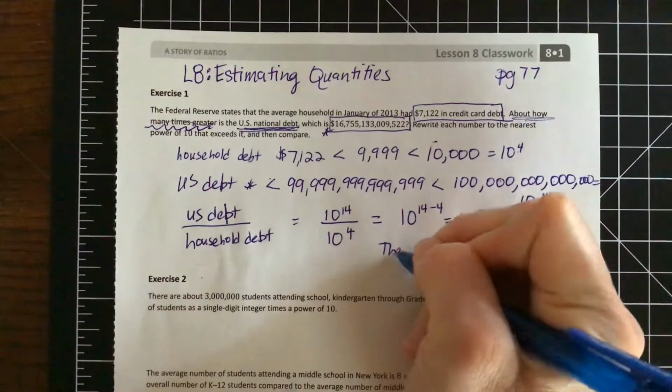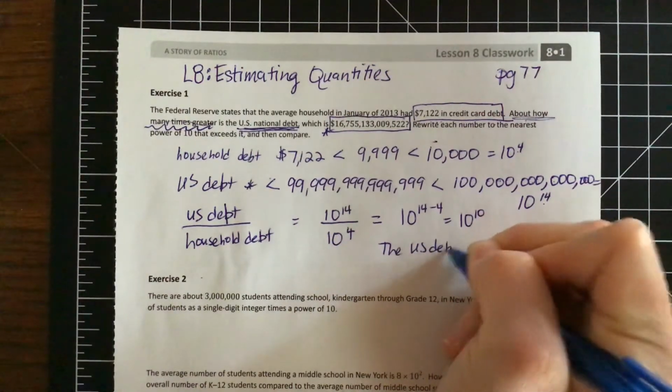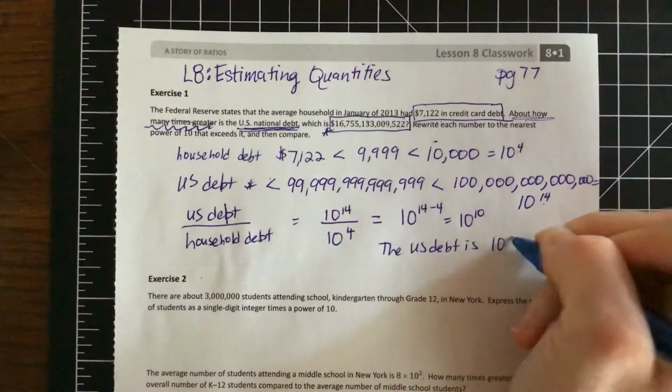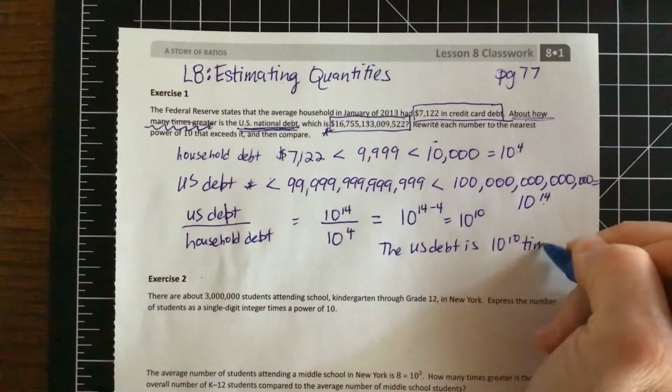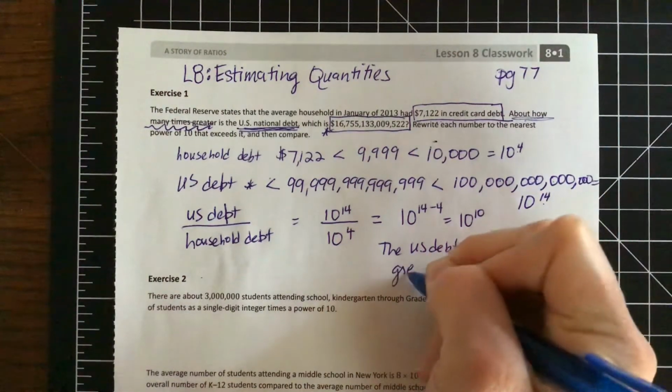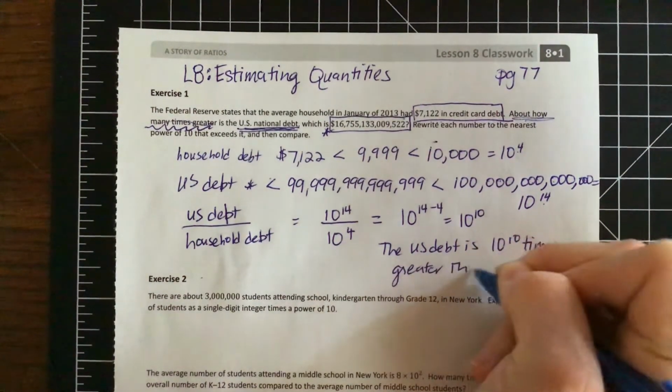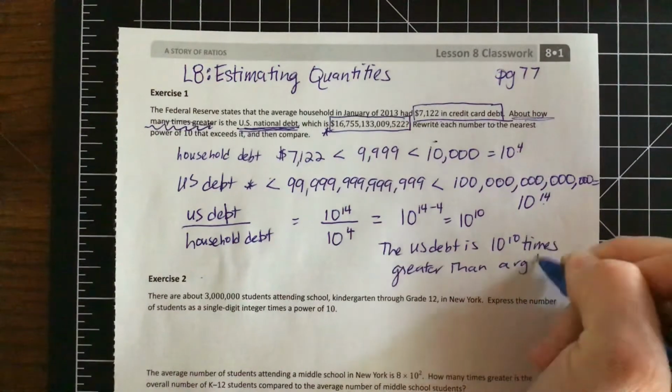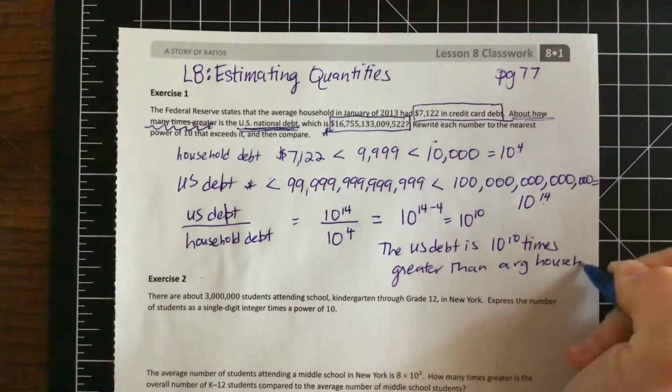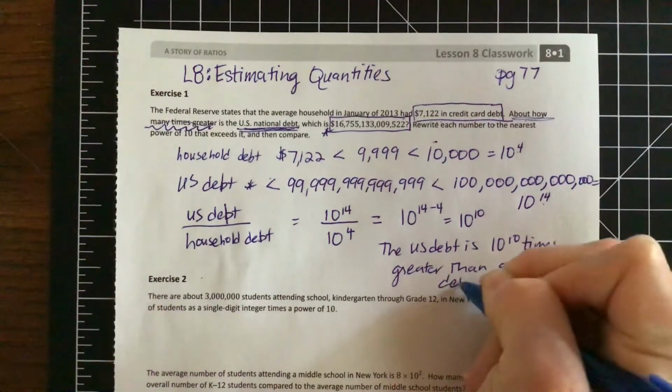So the U.S. debt is 10 to the 10th times greater than average household debt. Okay?